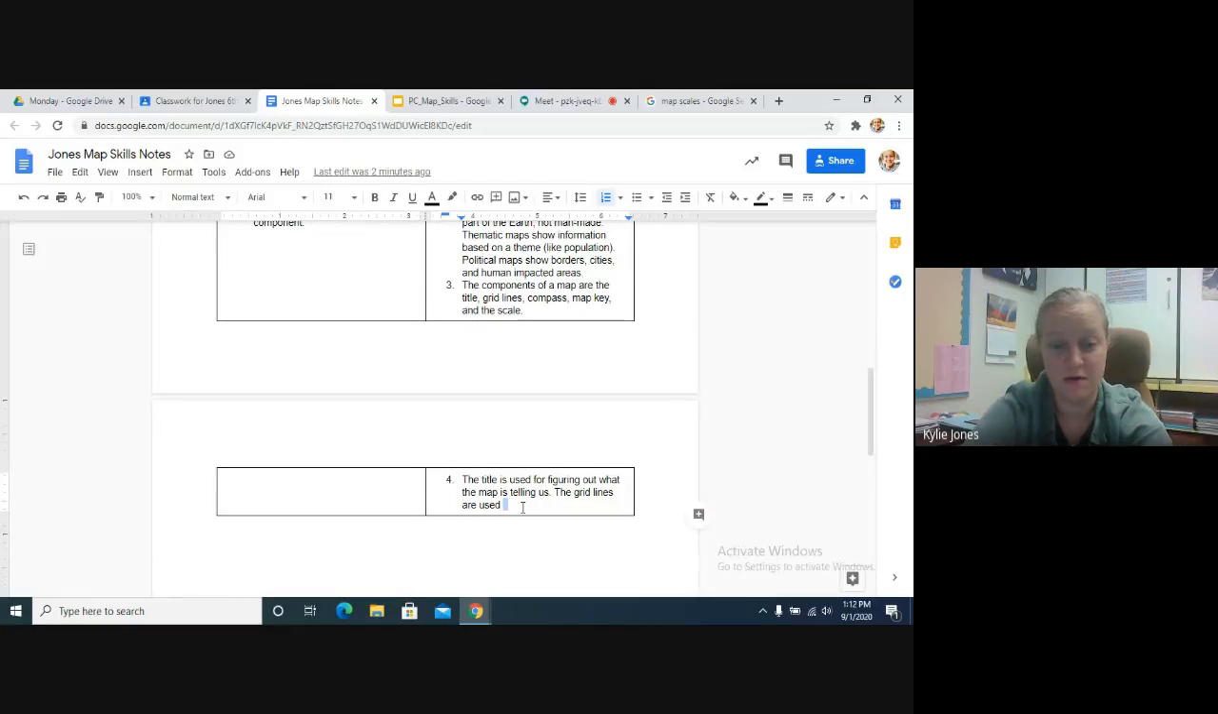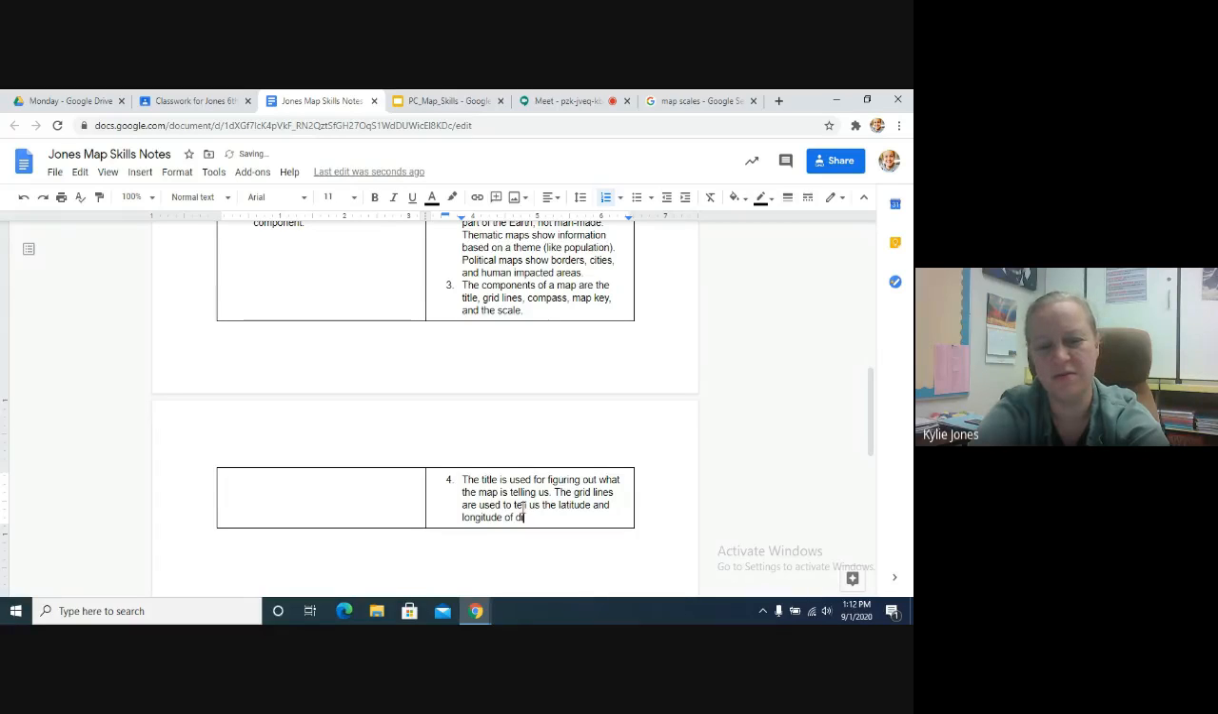So the grid lines are used to tell us the latitude and longitude of different locations. Okay.